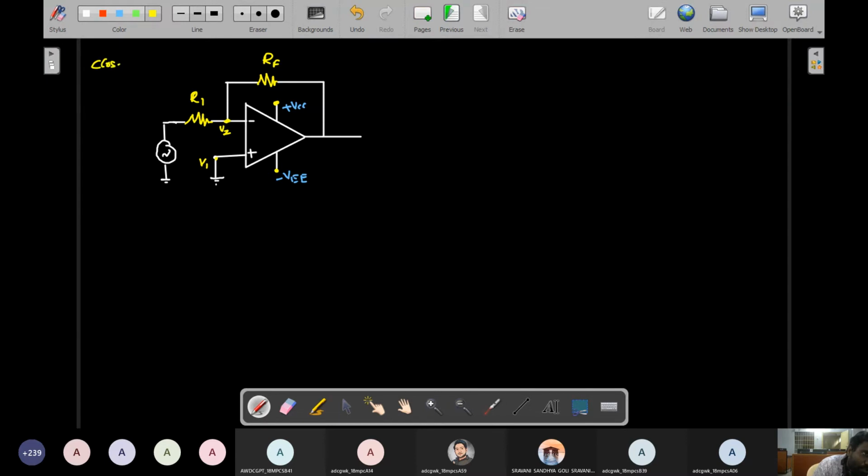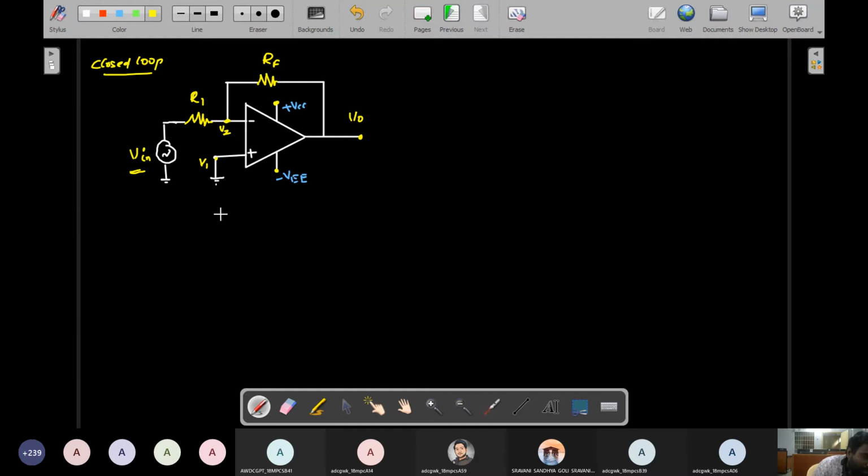Generally this is a closed loop configuration. A fraction of the output voltage V0 is fed back to the input terminal through the feedback resistor RF, and this is the input resistor. In closed loop, this is an infinite resistance which maintains the input voltage. This is called the input signal Vi or Vin.